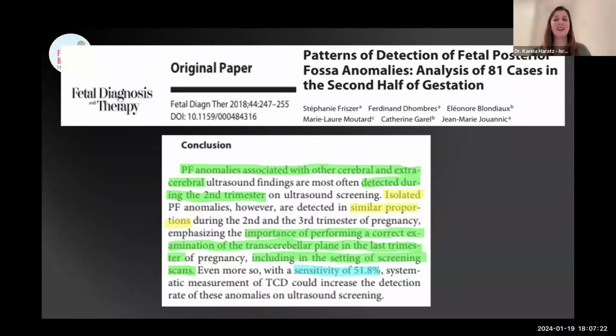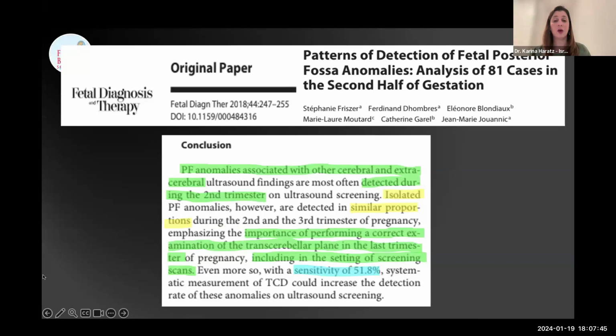So, and they state, and it's very, very important, okay? Most of the abnormalities that have associated findings will be diagnosed or suggested earlier in pregnancy. The isolated ones will be more difficult to be diagnosed earlier in pregnancy.